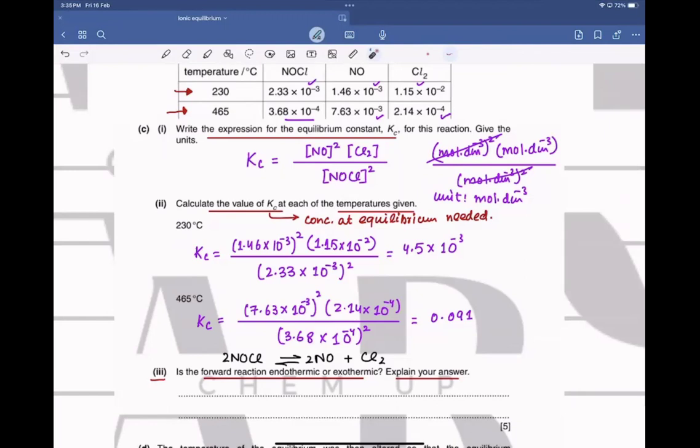See over here. If you look at the Kc expression, in the numerator, what do we have: reactants or products? Products. So can we say that Kc is directly proportional to the products? Yes. It means that if Kc is higher, the products are more, isn't it? Now see, at 230 degrees Celsius, what is the value of Kc?